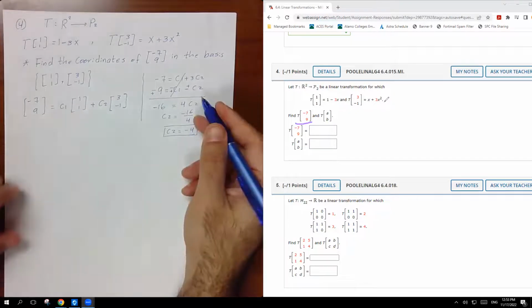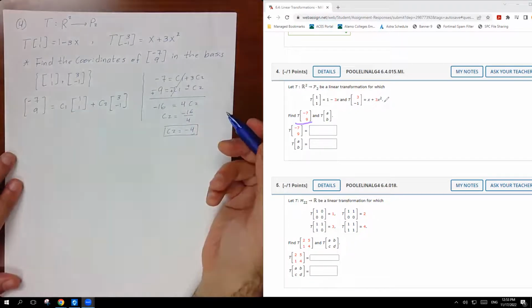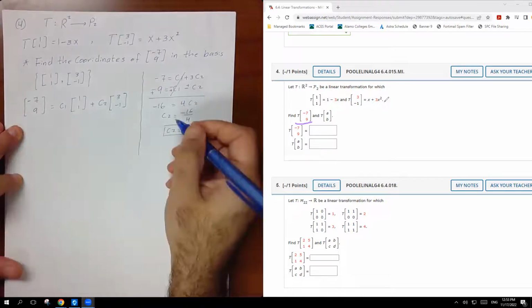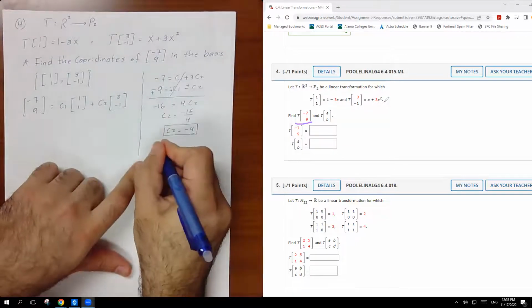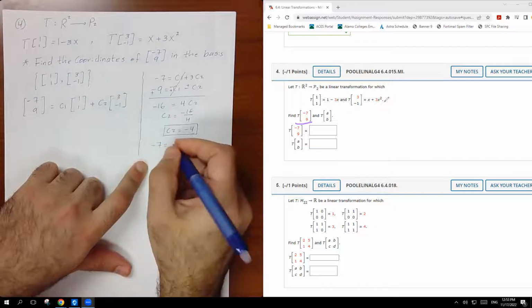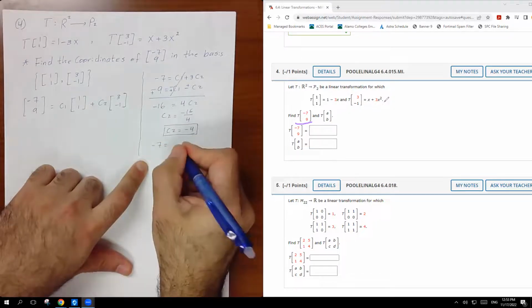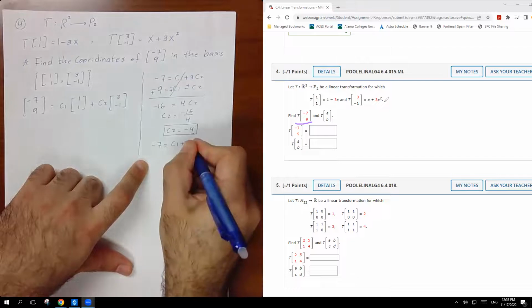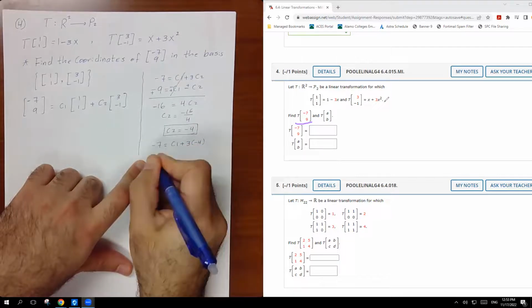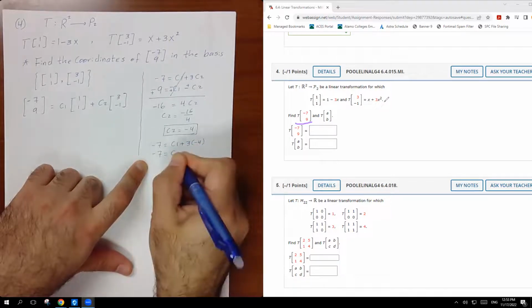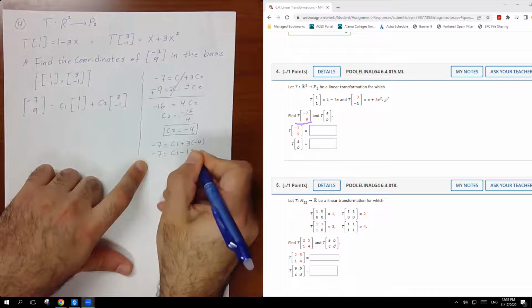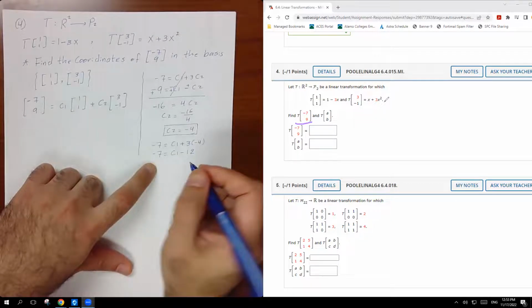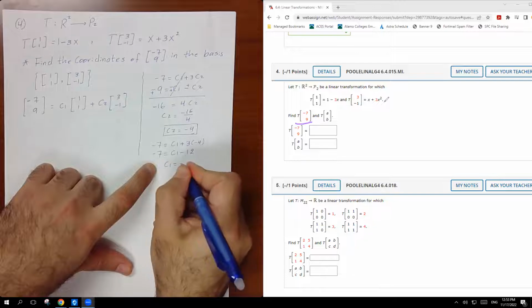Plug in negative 4 in one of these equations and you're going to get C1. So I'm going to plug in negative 4 here, which is negative 7 equals C1 plus 3 times negative 4. That means negative 7 is going to be equal to C1 minus 12. Move the 12 to the other side, and it's going to be positive. That means C1 is going to be equal to 5.